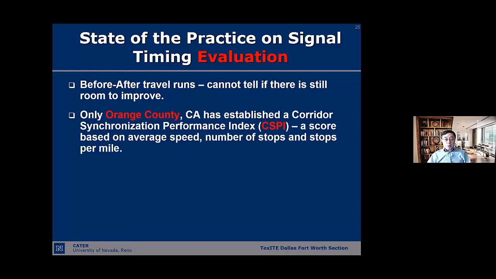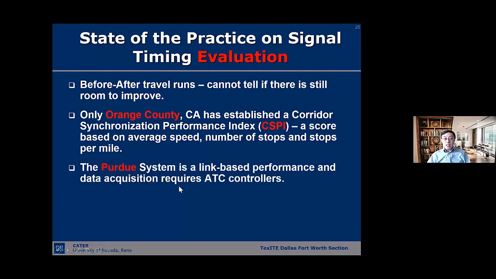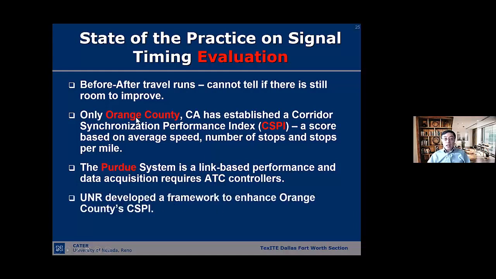The only agency I found that has something is called the Corridor Synchronization Performance Index, CSPI. It's a score based on speed, number of stops, and stops per mile. These are the performance measures we usually collect when we do before-after studies. But based on that, they come up with an index to tell you what score you achieved, so that you know if you have done the best or there's still room to improve, okay? And also the Purdue system, which is in the ATSPM, provides some performance measurement, but you understand that it is just based on one specific link and doesn't really reflect the corridor level, okay? Unlike the travel time run. So travel time runs, I believe, are still necessary.